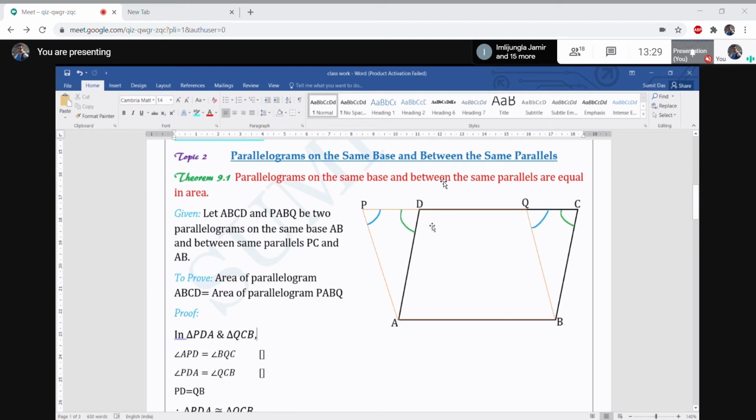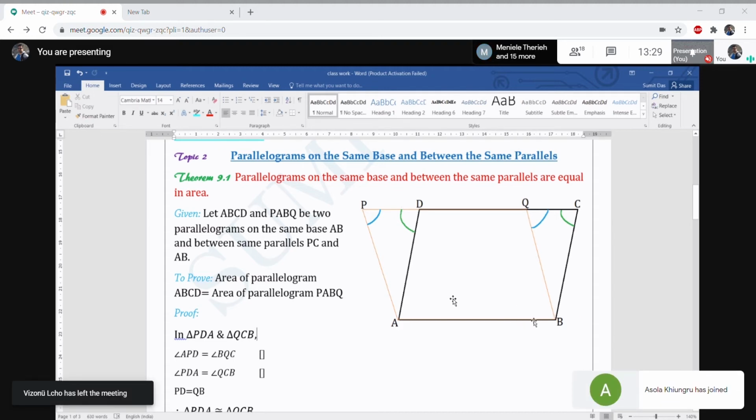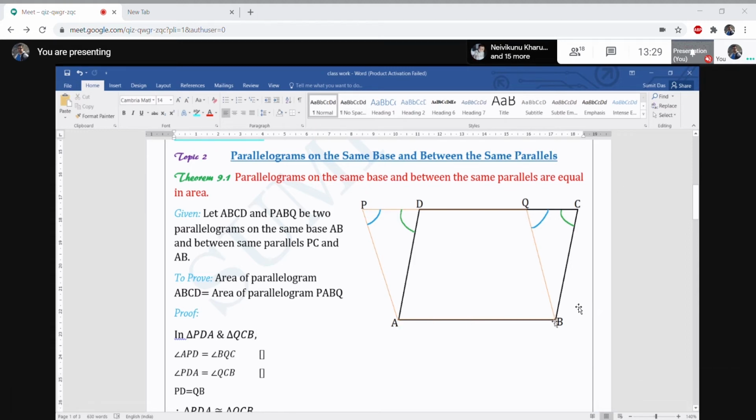One is with a black bold one and another one thinner red color one, right? So ABCD is one parallelogram and PABQ is another parallelogram, and they are on the same base. Look, both parallelograms have the same base AB and lie between the same parallel lines PC and AB. Okay, now let's start the theorem.